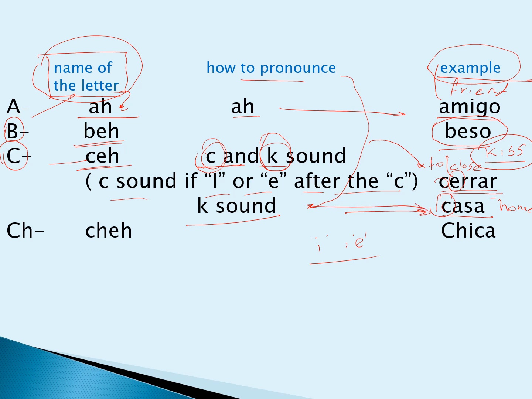Right. The next letter. This is, as I told you, an additional letter in addition to the 26. What's the name of this letter? This letter is Che. Example, chica. Chica means girl. I have not mentioned how to pronounce it because this is the same as in the English language. Good.